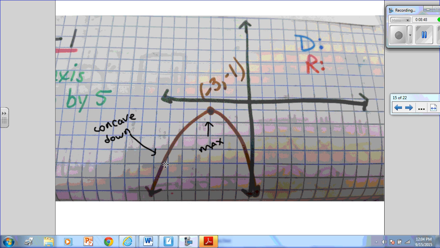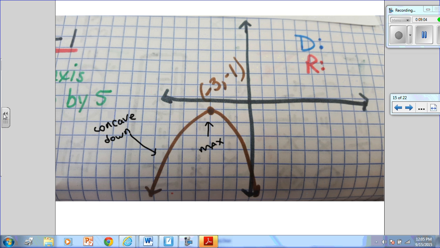Okay, so notice that we have our vertex at -3, -1. It is downward because of that reflection. Okay, I even wrote concave down. This is concave down. And since it's concave down, this is a maximum. So you can just write max.